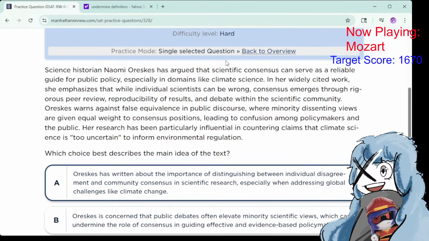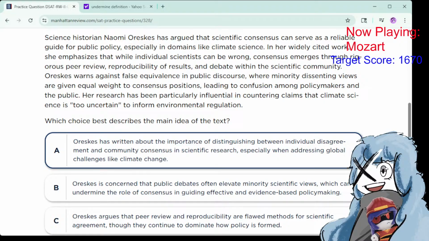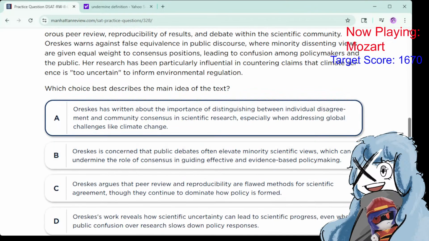Is there climate change? He is a climate scientist. Not exactly climate change per se. Oreskes is concerned that public debates often elevate minority scientific views, which can undermine the role of consensus.